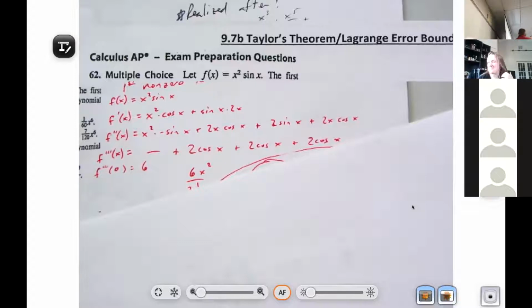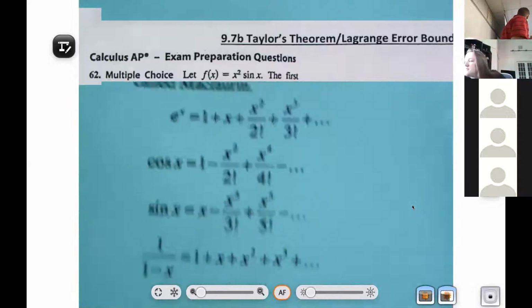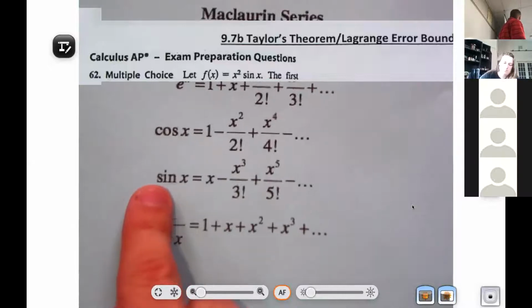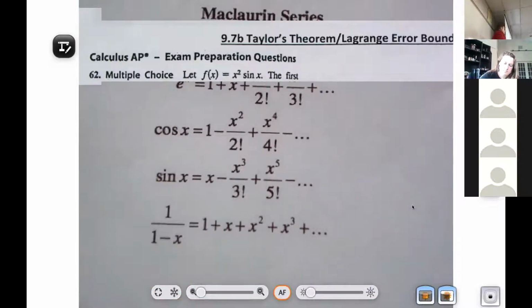But I learned that the reason you guys have to memorize these 4 right here is because they're going to use these 4 and you're going to have to be able to do a lot of manipulations. And this is what I talked about at the end of last class, was they might say, write the first 3 non-zero terms of x squared times sine of x. Well, what that means is you list out sine of x, but then you multiply all those terms by x squared. It's like you're multiplying both sides of the equation by x squared.